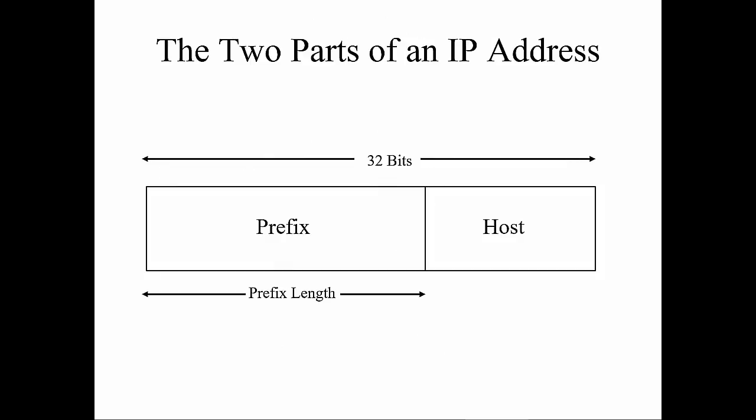So how many parts are there to an IP address? There are two major parts. There's the prefix, or the network portion, and then there are the host bits. Remember that an IPv4 address is 32 bits long. It is broken up into 4 groups, 4 octets, that are 8 bits each.